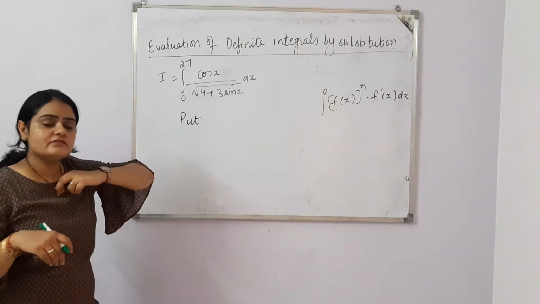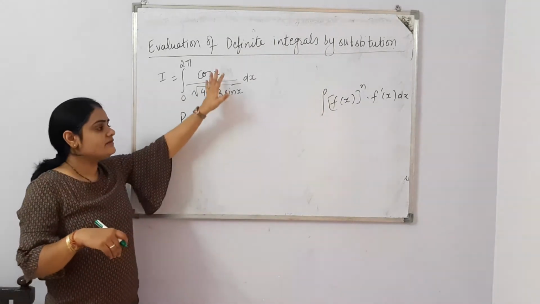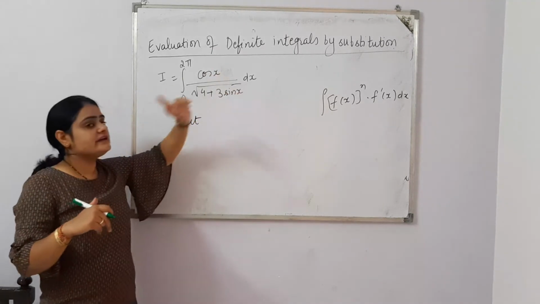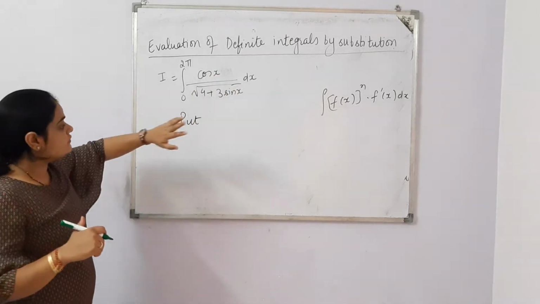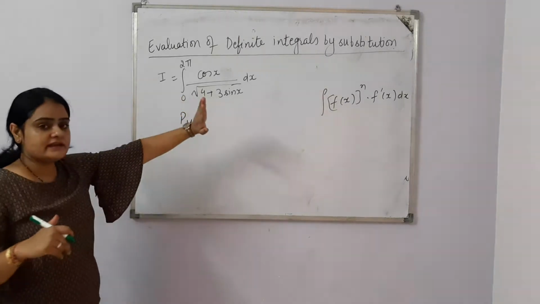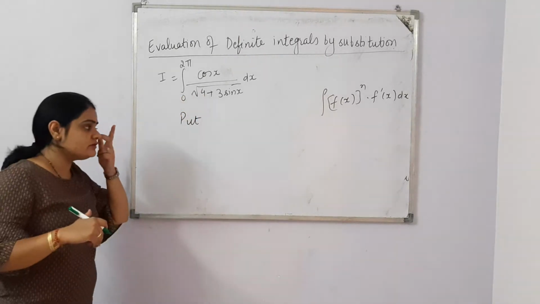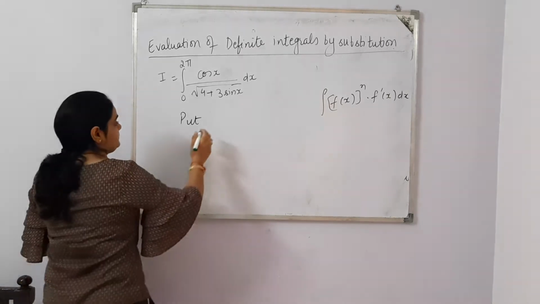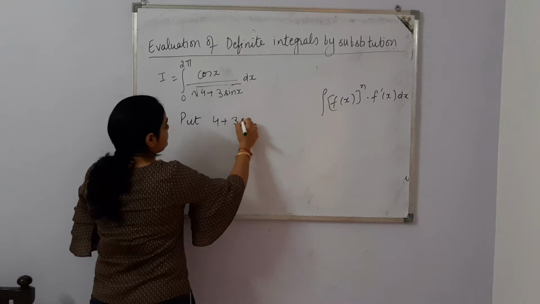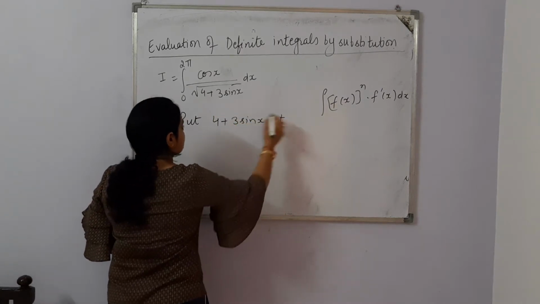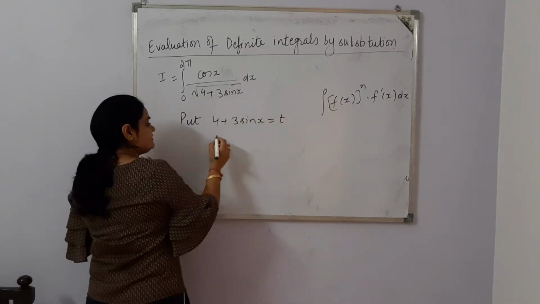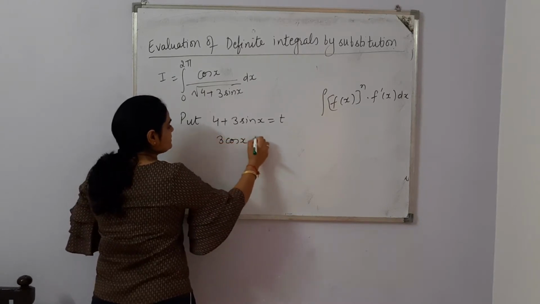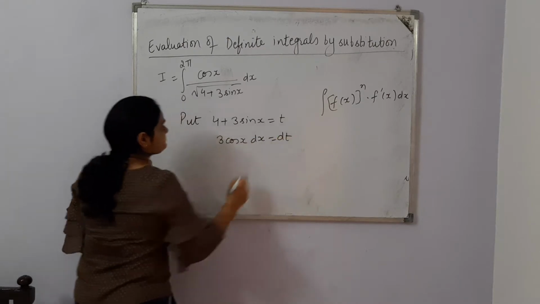If the function's power is 1, then we can apply the formula: in the denominator the function is there and its derivative in the numerator. So you can directly apply the formula, but I am doing this question with substitution because I need to explain the substitution criteria. Now 4 plus 3 sin x is equal to t. So we'll take its derivative: 0 plus 3 cos x dx is equal to dt.